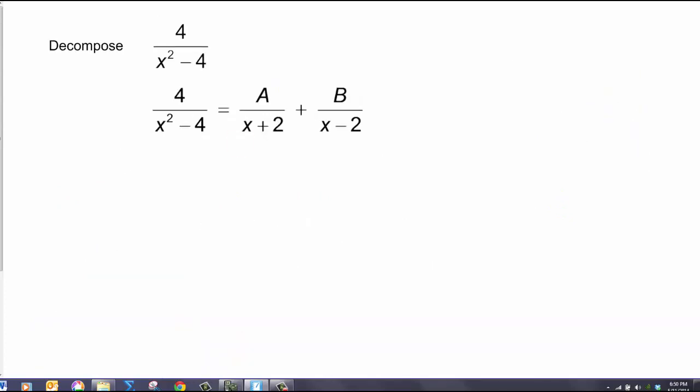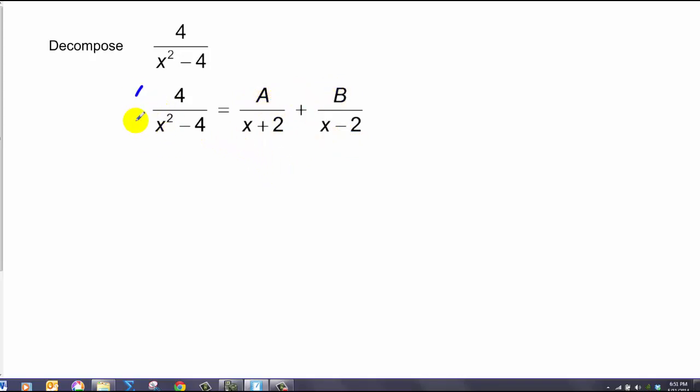So in this next problem, we'll just practice one more time. We have 4 over x squared minus 4, and we want to decompose that. So once again, I'll factor the x squared minus 4, and we get x plus 2 and x minus 2. Those are our linear factors, if you will. So therefore, if I have two linear factors as my denominator, then my numerator must be different constant coefficients.